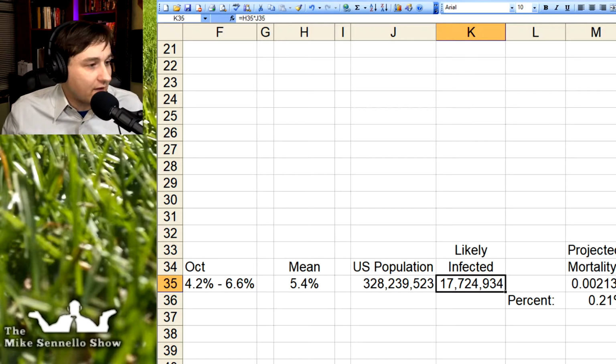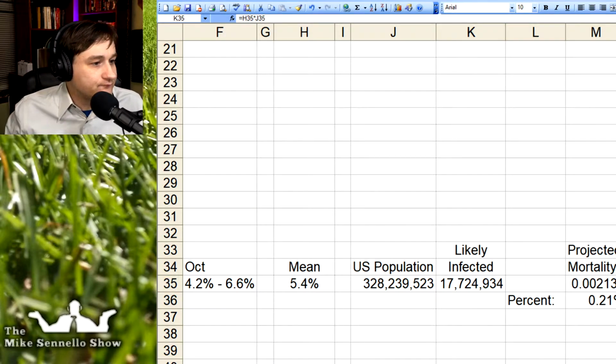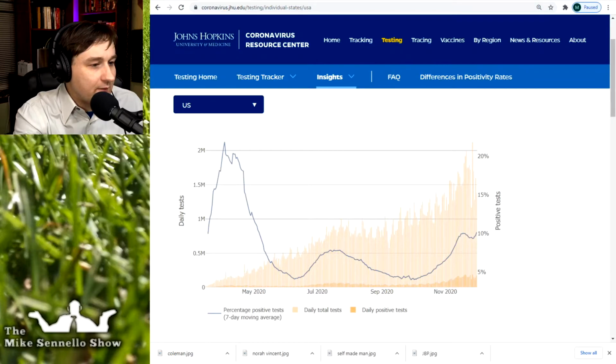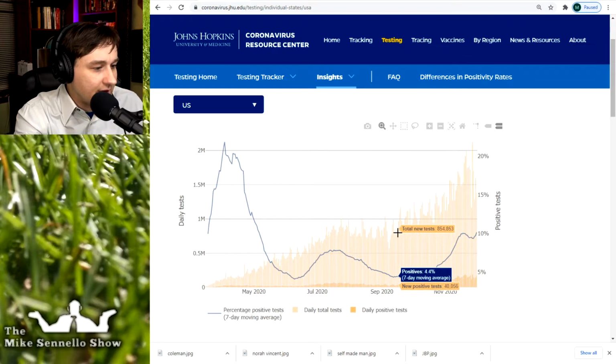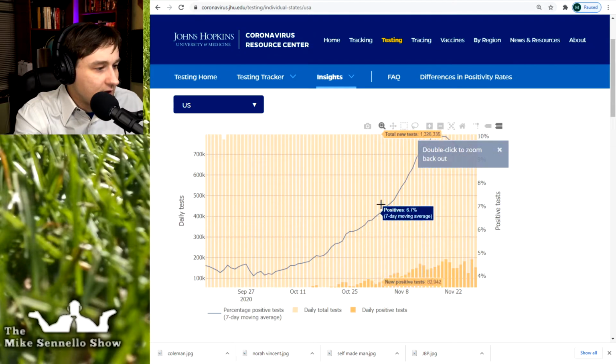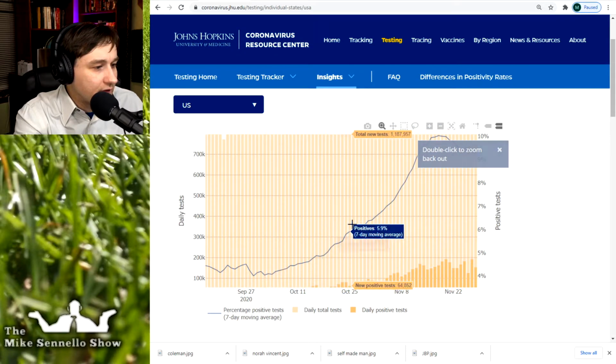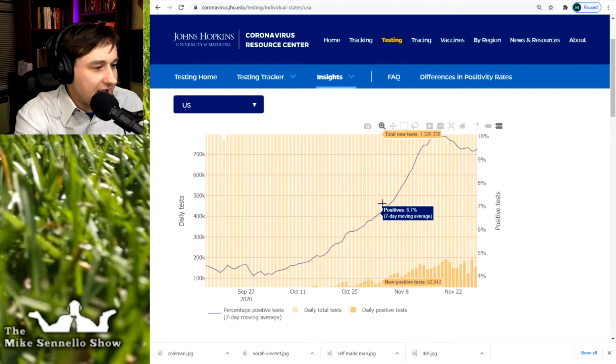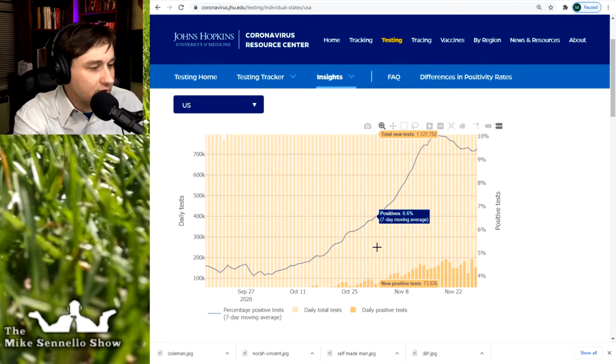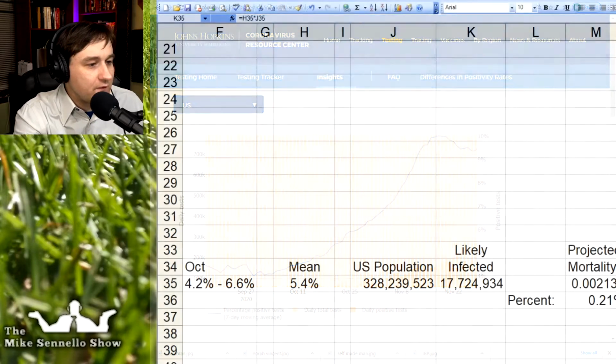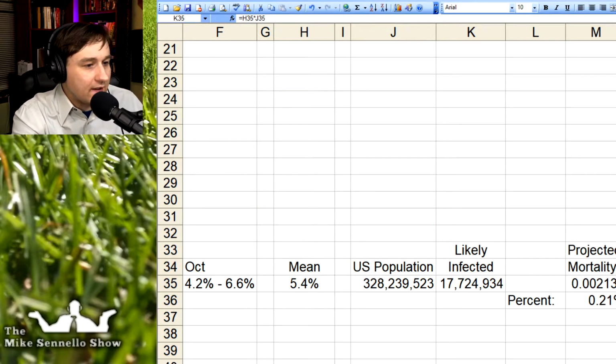And since we have fairly linear growth, which we can see in the Johns Hopkins model, in the period of October, and we will actually have to zoom in on that roughly, fairly linear growth. It's not really exponential growth at any point in October. So it's perfectly reasonable to use a running mean.